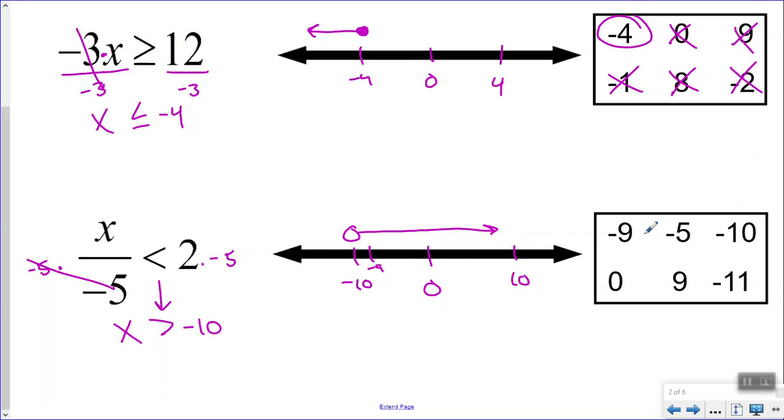Negative 9 is one of our solutions, along with 0, negative 5, and 9. However, negative 10 is not included because we have the strictly greater than and the open circle. Negative 11 is to the left and is not part of our graph.